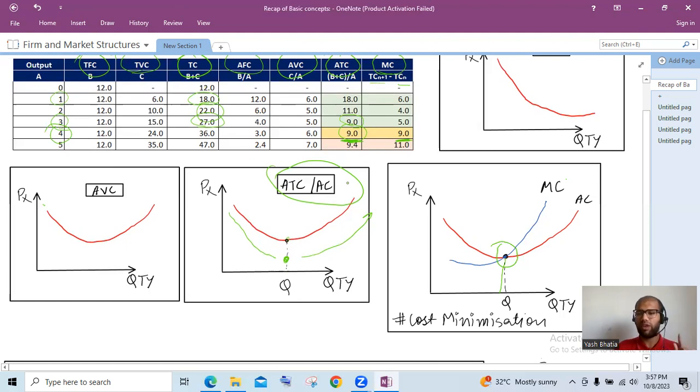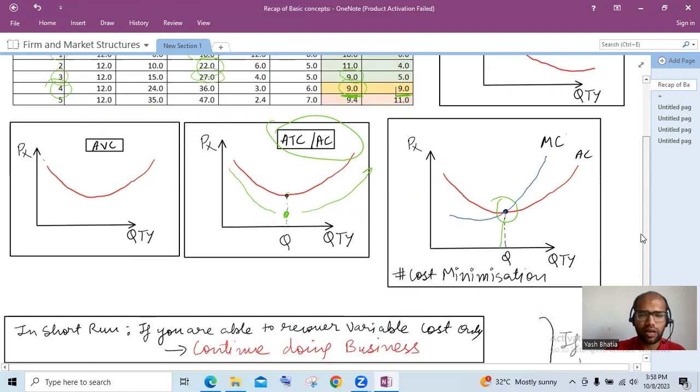So whenever your goal is cost minimization, you need to produce units where MC is equal to AC, right? You need to remember this relationship. Whenever your goal is cost minimization, you need to produce till the quantity where MC is equal to AC. This is the point of cost minimization.